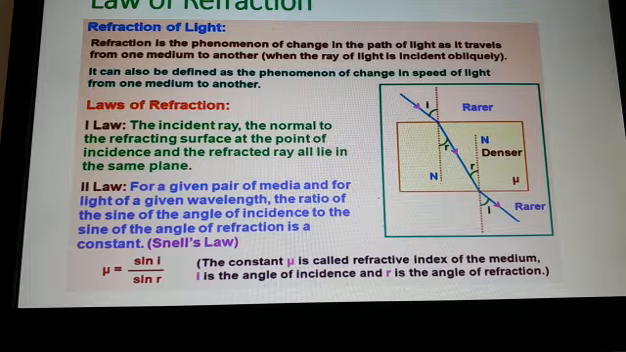Second law: for a given pair of media and for light of a given wavelength, the ratio of the sine of the angle of incidence to the sine of the angle of refraction is constant. So mu is equal to sine i by sine r. The constant mu is called the refractive index of the medium. Here i is the angle of incidence and r is the angle of refraction. These are the two laws of refraction.